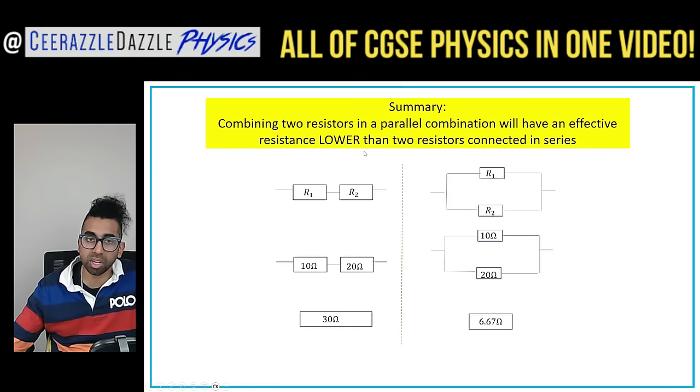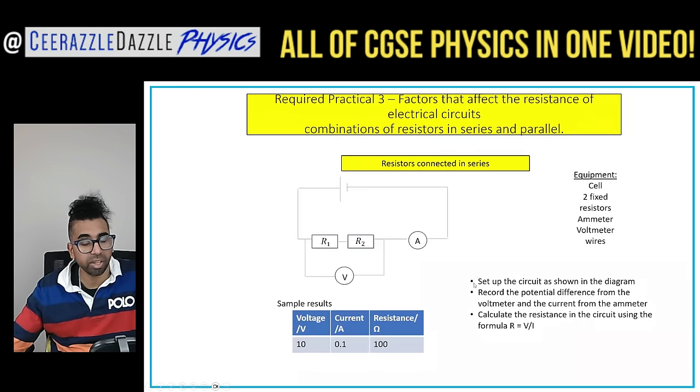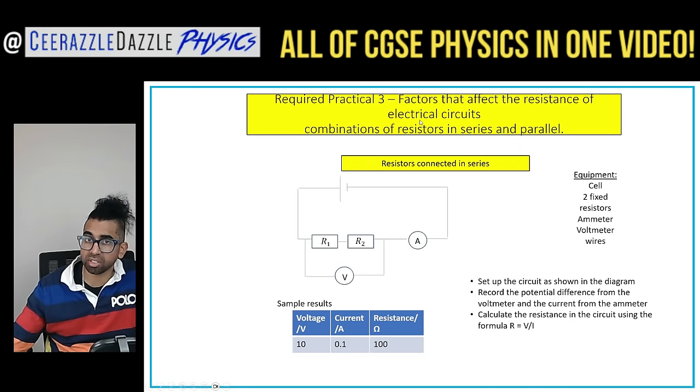Right, and therefore, to summarize, hopefully you can identify that combining resistors in series will obviously give you more resistance than if you were to combine them in parallel, comparing the left-hand side to the right-hand side. Right, then, required practical: factors affecting the resistance of electrical circuits, combinations of resistors in series and parallel.